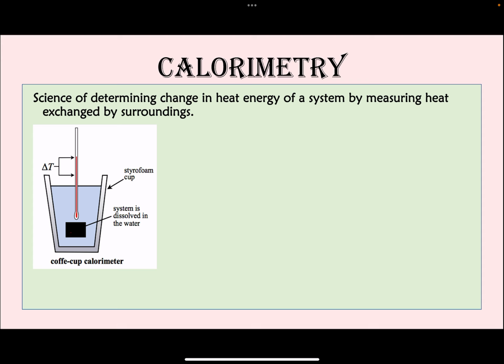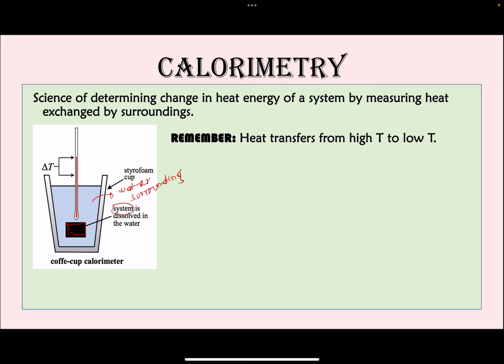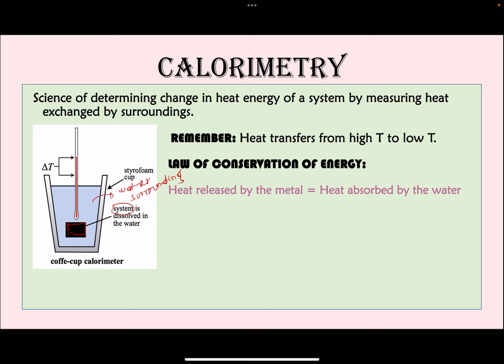So remember that in this case, let's say this is the metal that we are using. So the metal is going to be the system, and then our water is going to be the surrounding. So we are trying to determine if the system is absorbing heat from the water or is it releasing heat to the water. So the thing to remember here is that heat transfers from high temperature to low temperature always. So whichever substance is hotter, heat is going to go from that substance to the colder substance. And according to the law of conservation of energy, if we are using, let's say, a hot metal, then the heat that is going to be released by the metal is going to be equal to the heat that is absorbed by water.